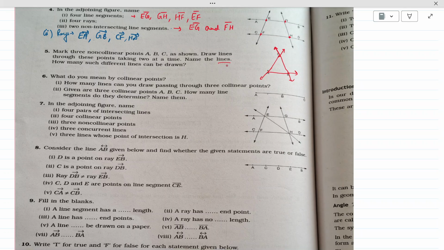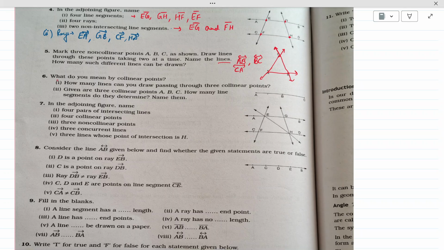Now, how can we write their names? It is AB, the first line. How do we denote the lines? We have arrows at both the ends. AB, then we have BC, and the third one we have CA. So this is how. And how many such different lines can be drawn? If we have 3 points, but we have to join 2 at a time, we can only join these many lines. That is 3 lines we have drawn.